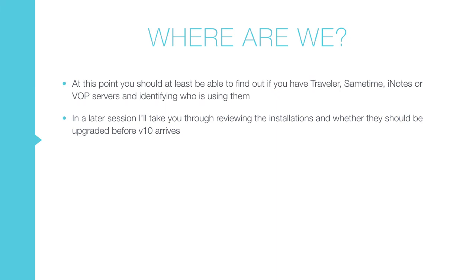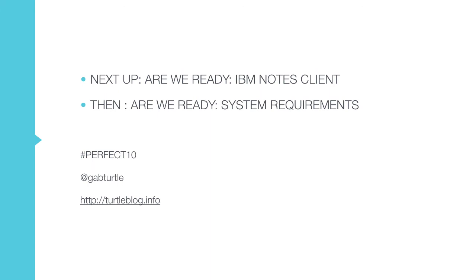So in a later session, I want to take you through reviewing the installations and whether they should be upgraded before version 10 arrives, and the health of the installations, things that you can do in preparation for version 10 that will make your upgrade more seamless. So next up, we'll be continuing on with Are We Ready? And looking at auditing and reviewing the use of the IBM Notes client. And after that, we'll be looking at system requirements. What are our servers currently running? Or are we in a good position to be able to upgrade later this year?